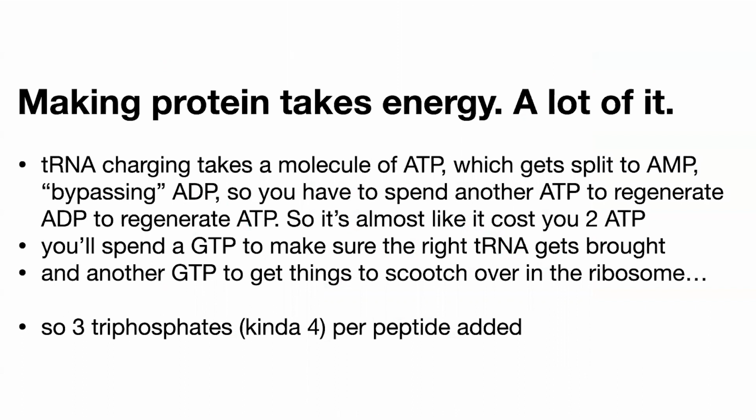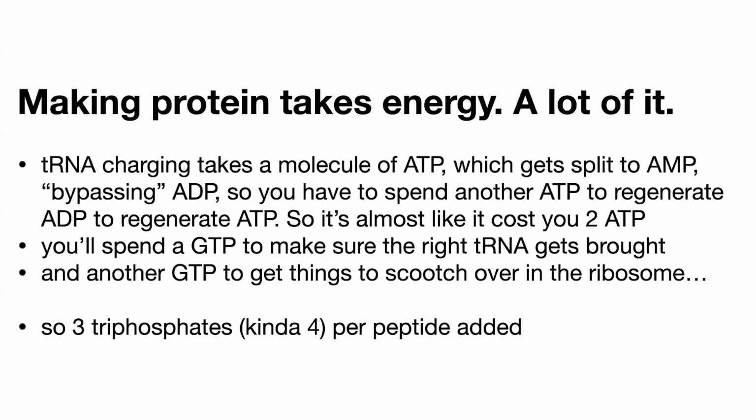And then we're going to spend a GTP to make sure that the right tRNA gets brought in. So that was that initial elongation factor, that would be like our EF2 or our EF1A. And then we have another GTP to get things to scooch over in that ribosome, where you're going from pushing that growing chain from the A site back to the P site where it belongs.